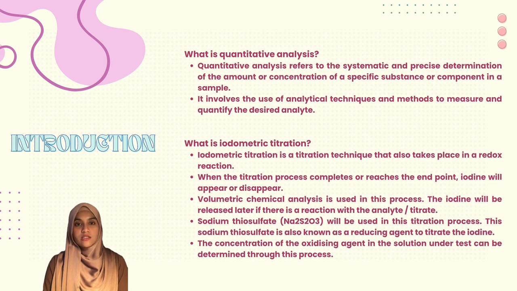One of the methods is the iodometric titration. Iodometric titration is a titration method which also occurs in a redox reaction. More precisely, when iodine appears or disappears when the titration process is complete or reaches the end point. This method uses volumetric chemical analysis. The iodine will later be released in the presence of a reaction with the analyte. This titration process will use sodium thiosulfate. This sodium thiosulfate is also known as a reducing agent to titrate the iodine. From this process, we can find out the concentration of the oxidizing agent in the solution that is being tested.